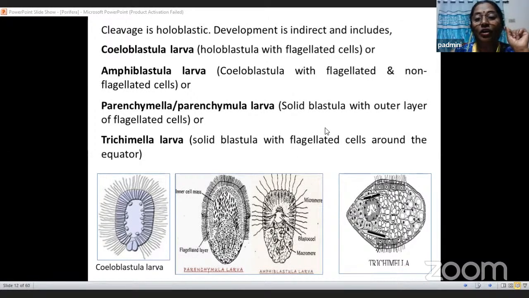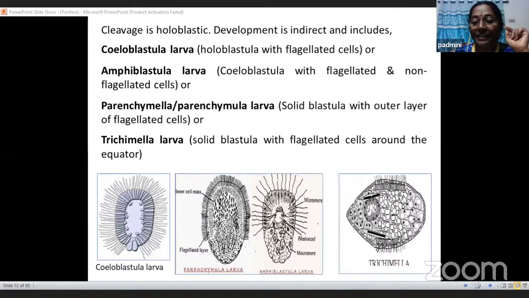Parenchymula larva is a solid blastula with an outer layer of flagellated cells. This is a solid larva with an outer layer of flagellated cells, without any blastocoel. That is why they call it a solid blastula. There is no blastocoel as in the amphiblastula or the coeloblastula. So that is called parenchyma or parenchymula larva.